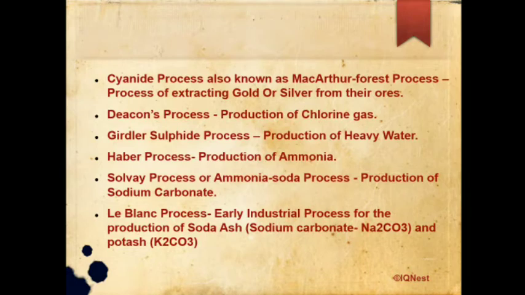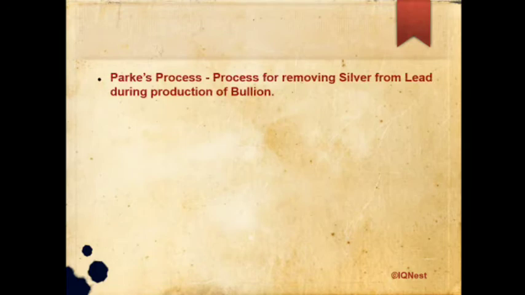The next one is the Leblanc process. The Leblanc process is an early industrial process for the production of soda ash, that is sodium carbonate, Na2CO3, and potash, that is K2CO3. Next is the Parkes process. This process is used for removing silver from lead during the production of bullion.